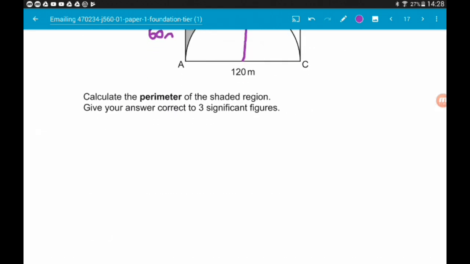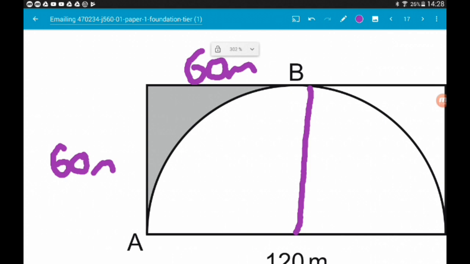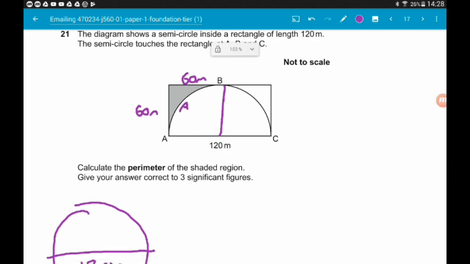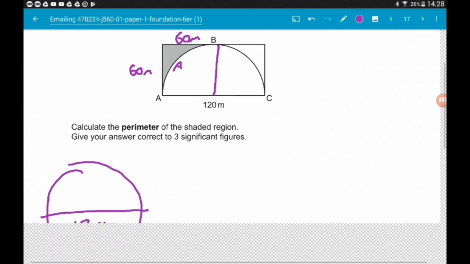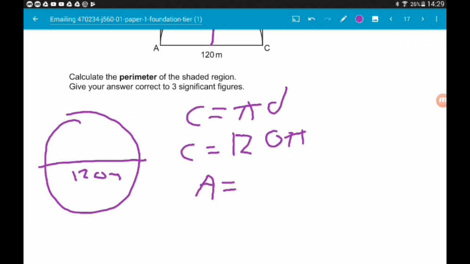If it was a whole circle with a diameter of 120, then this arc, we'll call it A, is 1/4 of the circumference of this circle. So remember, circumference is pi times diameter. So the circumference of this whole circle would be 120 pi. So the arc length that we want is 1/4 of that. So 1/4 times 120 pi is 30 pi.